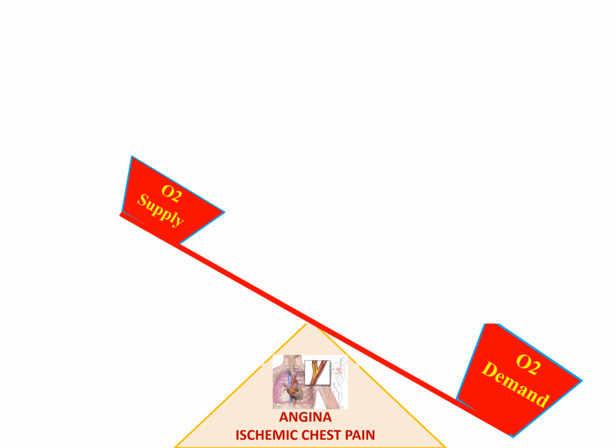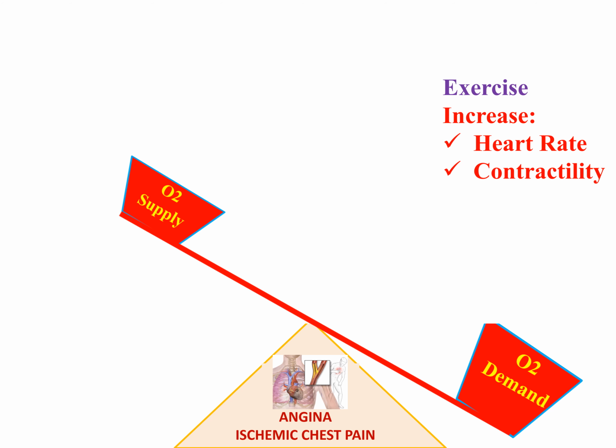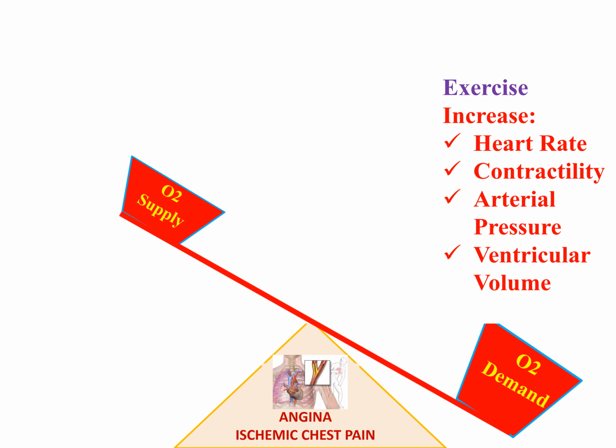The increase in oxygen demand depends on different factors. For example, if we have an increase in the heart rate, an increase in the contractility, an increase in the arterial pressure, and also an increase in the ventricular volume. All of these factors lead to an increase in the oxygen demand.